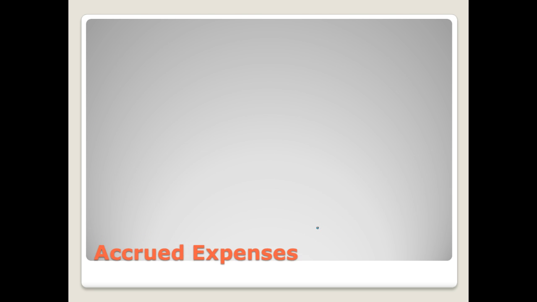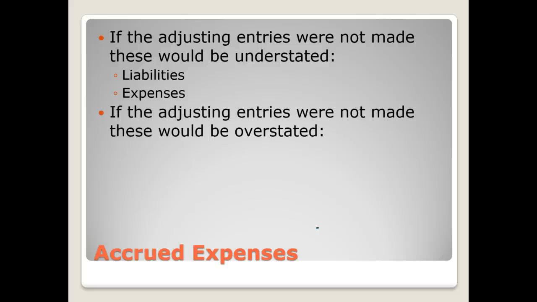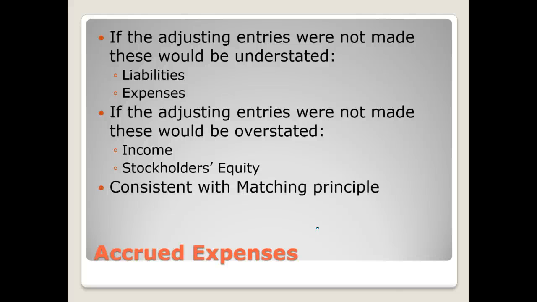All right, to round out our discussion on accrued expenses, if the adjusting entries were not made, we would be understating the liabilities, because remember there's payables involved, and we'd be understating expenses. If we understate expenses, that means we'd be overstating income, which causes us to overstate stockholders' equity. We record accrued expenses to be consistent with the matching principle. In the next video, we'll move on.